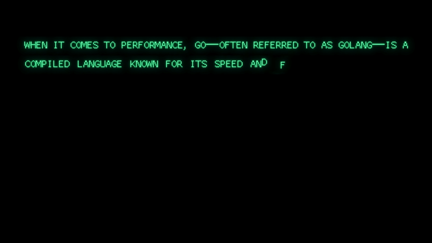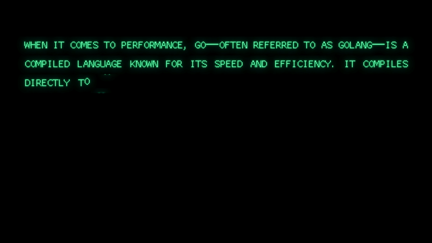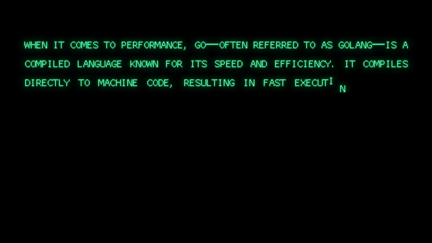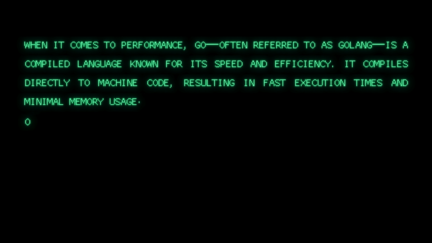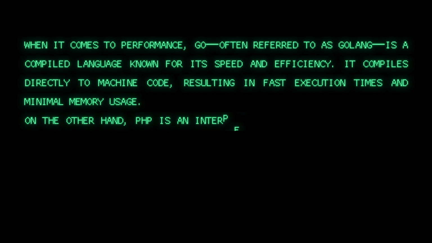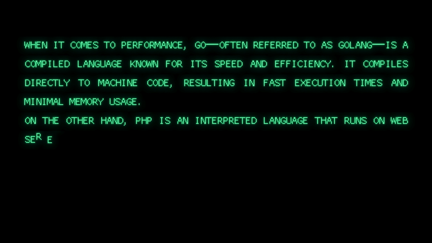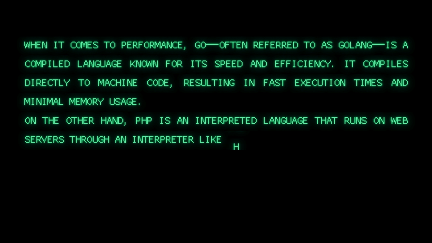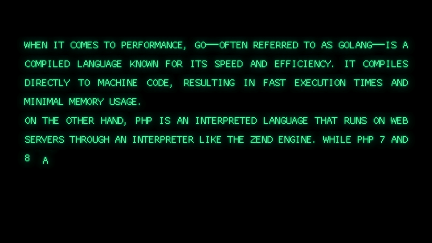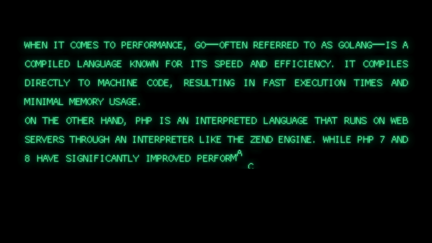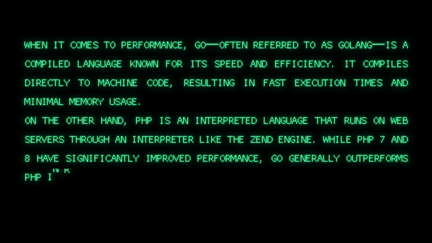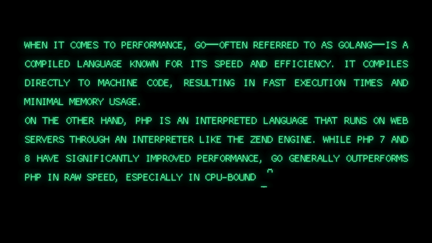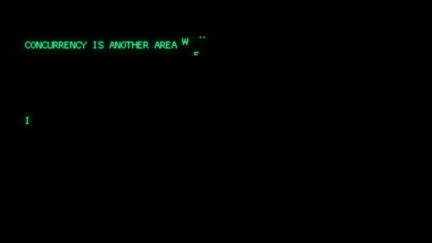speed and efficiency. It compiles directly to machine code, resulting in fast execution times and minimal memory usage. On the other hand, PHP is an interpreted language that runs on web servers through an interpreter like the Zend engine. While PHP 7 and 8 have significantly improved performance, Go generally outperforms PHP in raw speed, especially in CPU-bound tasks. Concurrency is another area where Go shines.